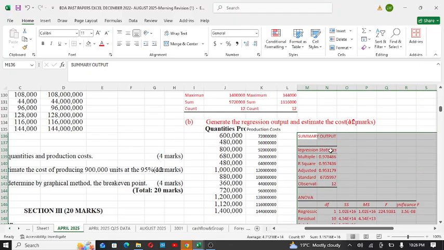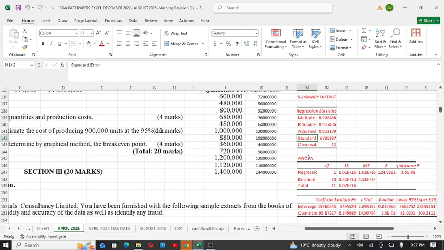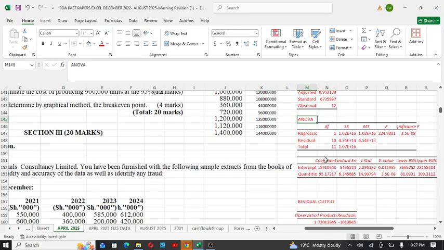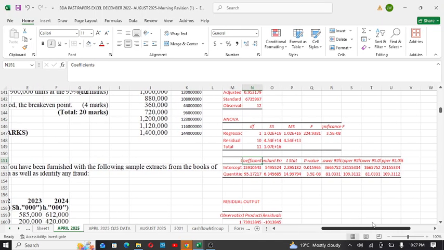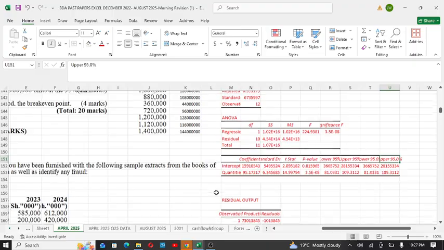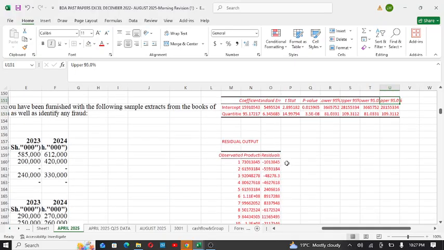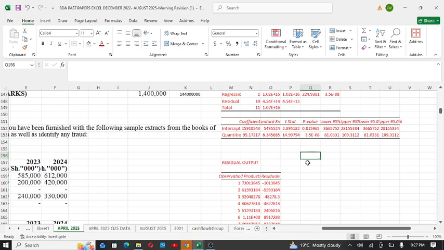So we have summary output, we have multiple R, we have also the standard error, we have ANOVA, then we have coefficients, which should have 95% confidence level, lower, and then upper. So lower 95, upper 95. Okay, then we are done with the first part. Then you are to generate and estimate the cost of producing 900,000 units.